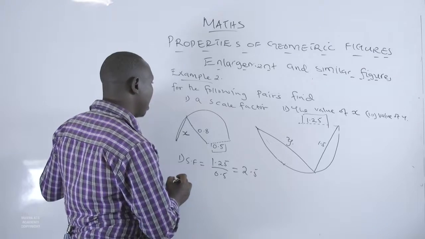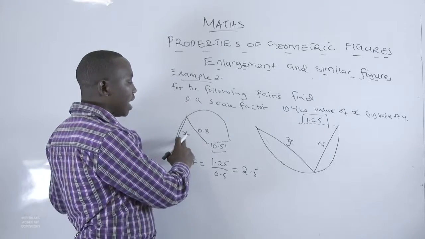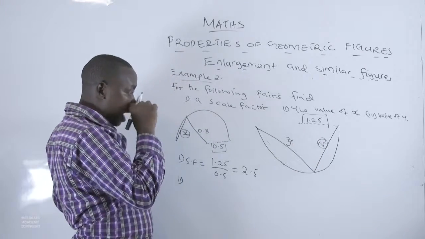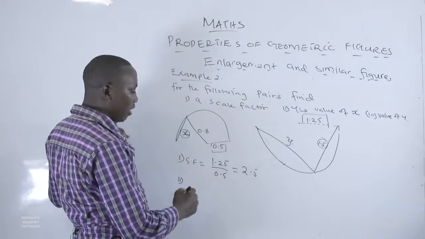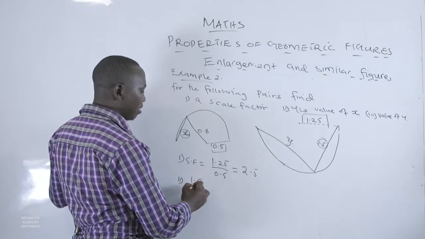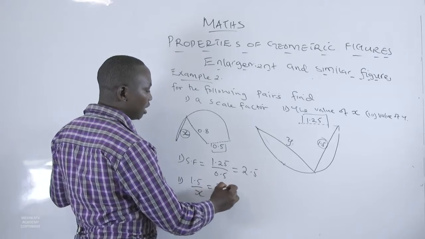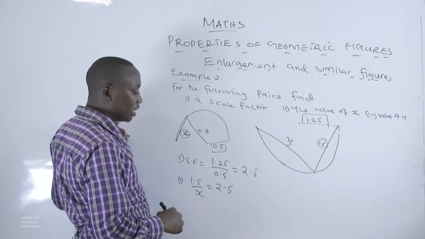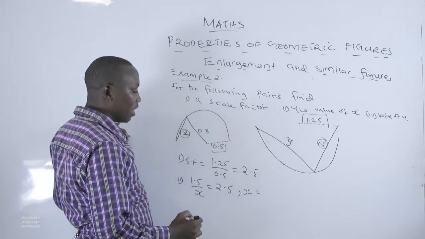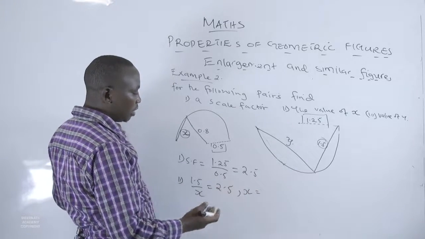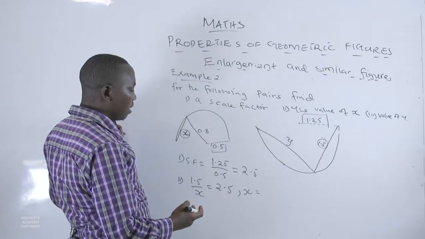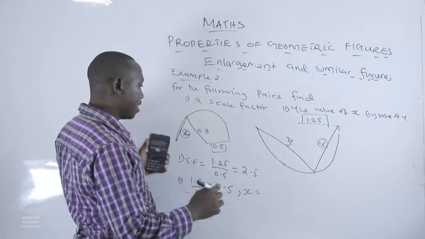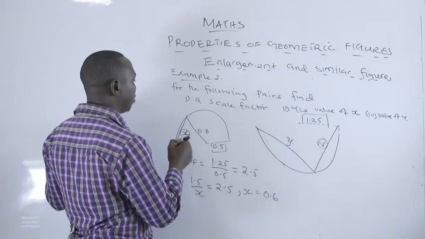Part 2, they want us to find the value of x. And as we had said, x corresponds to 1.5. To get the scale factor, which is 2.5, we take the image length over the object length. It should still give us 2.5, which is our scale factor. So to get the value of x, we need to multiply both sides by x, then divide both sides by 2.5. That will give us x to be 0.6.